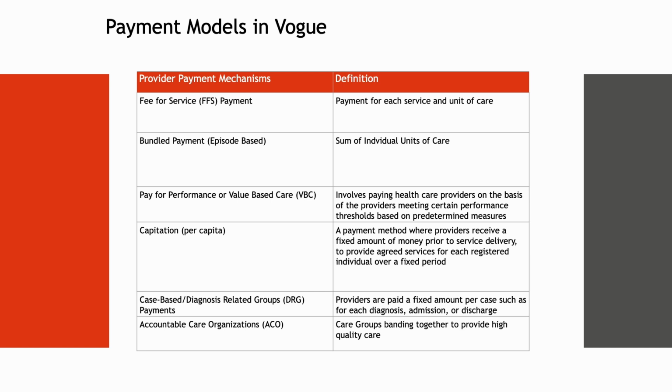Essentially, all payment models other than the first one, fee-for-service, FFS, are an attempt in some form and shape to promote VBC or value-based care. And all these alternate payment models, whether it's bundled, pay for performance, capitation, DRG or ACO, are meant to structure provider payment in a manner that incentivizes better quality and more cost-efficient care.